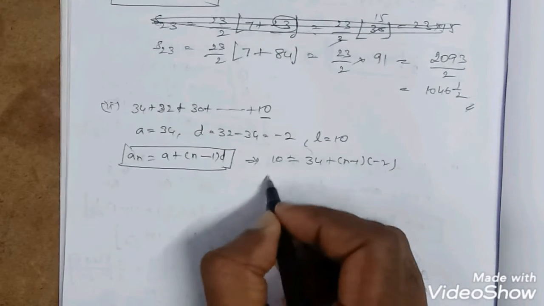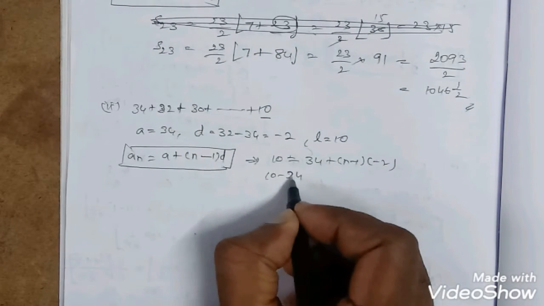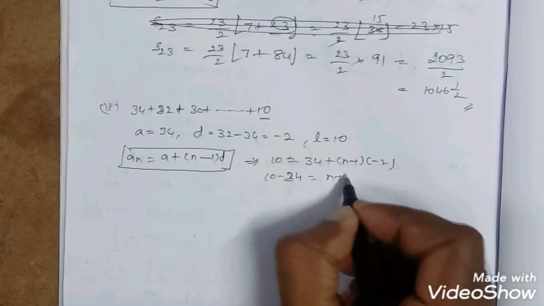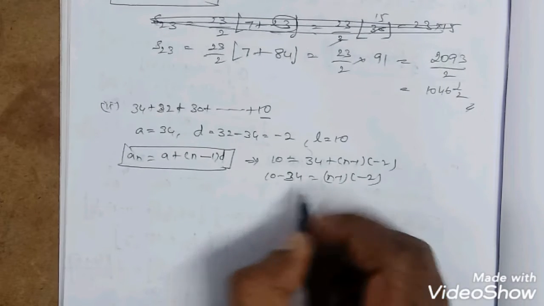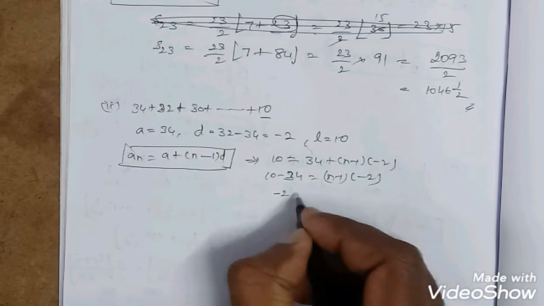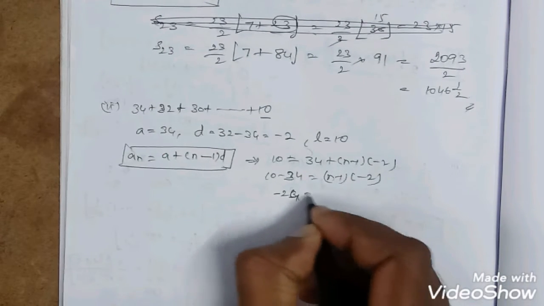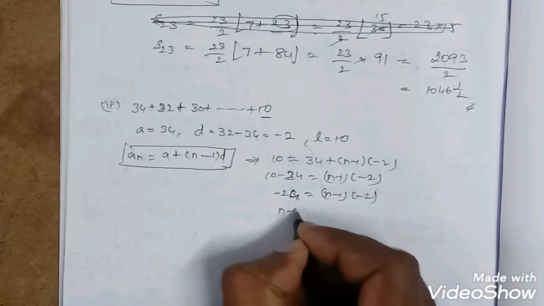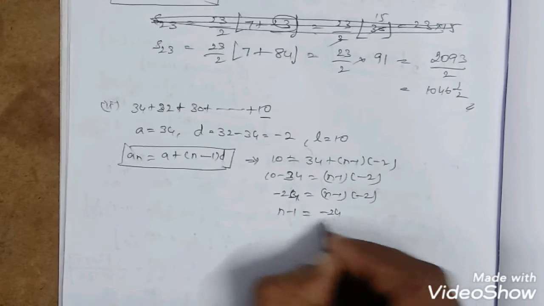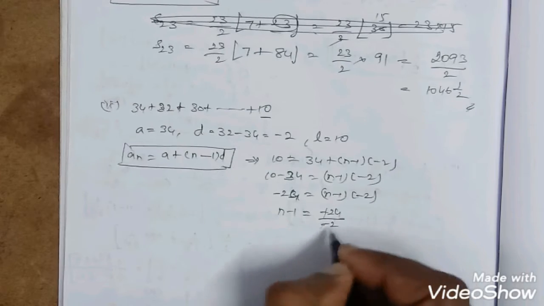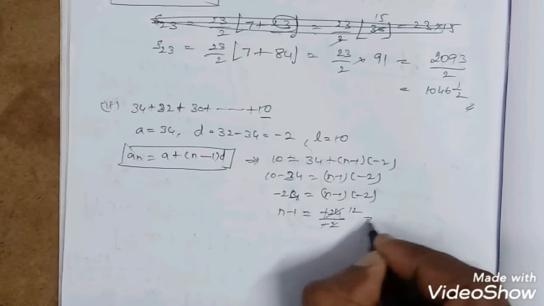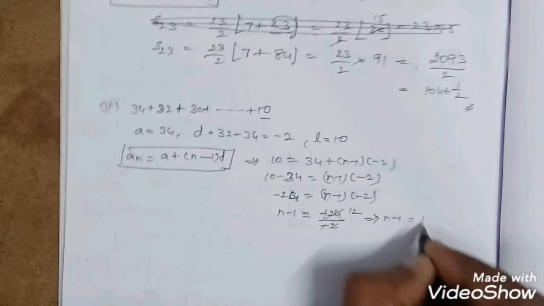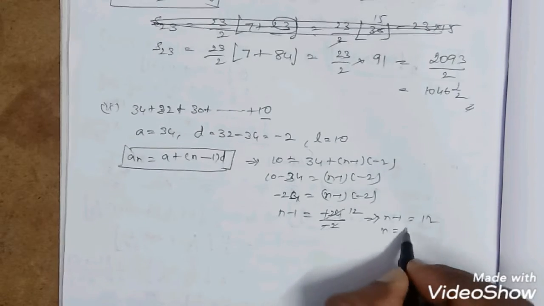Now send this 34, you will get 10 minus 34 is equal to n minus 1 into minus 2. 34 minus 10 is nothing but minus 24 is equal to n minus 1 into minus 2. Divide by minus 2, you will get n minus 1 equal to minus 24 by minus 2. Minus minus cancel, 2 12s. So you will get n minus 1 is equal to 12, so n is equal to 13.